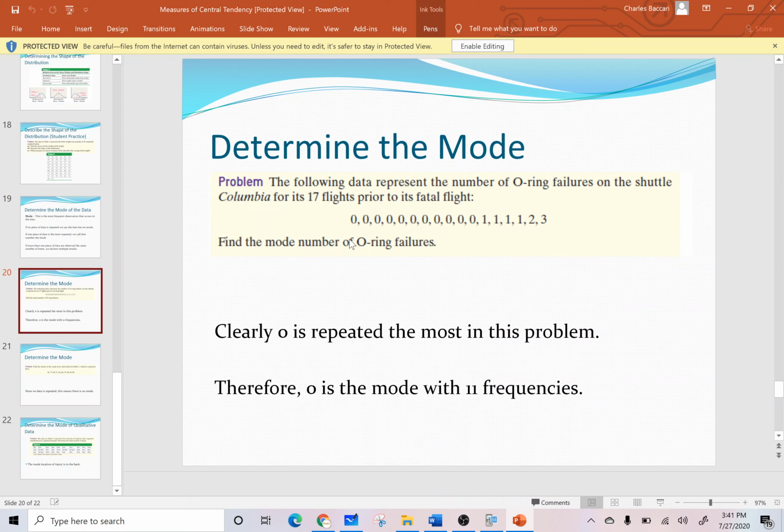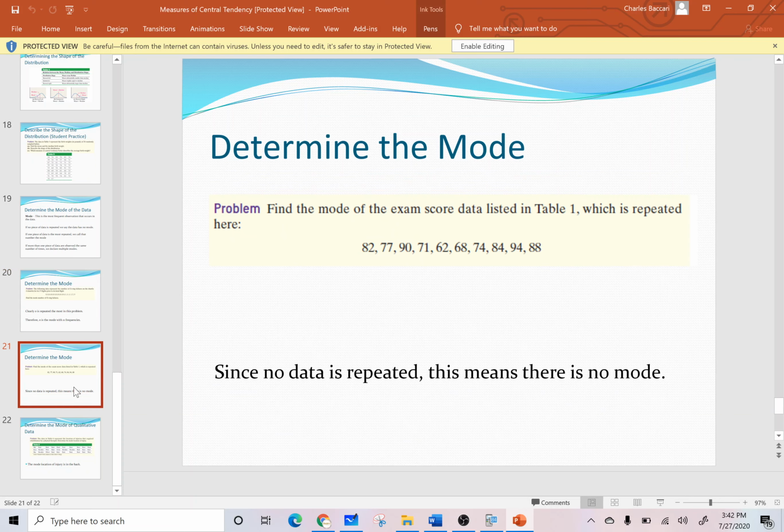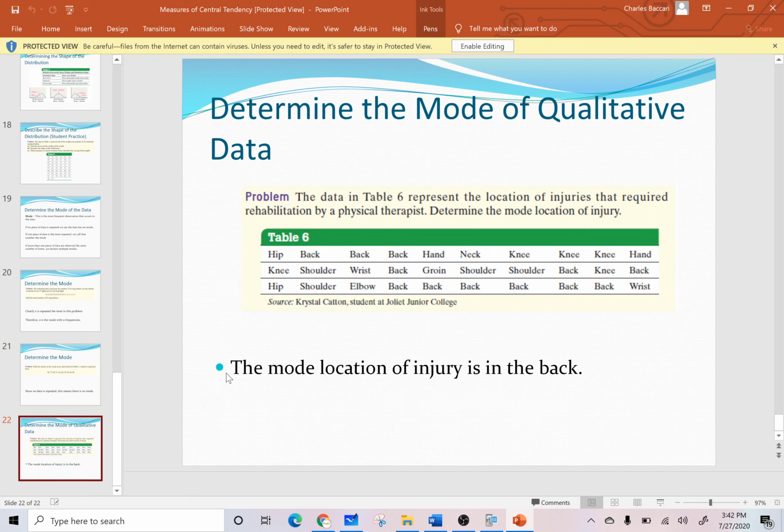Once again, if we look at this example, we have a lot of zeros. 0 is the most repeated, so therefore 0 is the mode with 11 frequencies. And since 1 only has 4 frequencies, we don't even need to mention it. Find the mode of the data set. And since no data is repeated, that means there's no mode, so we'd be done with that one. And determine the mode. The mode location of injury is on the back, and so that's if it's qualitative. It's just the one that appears the most.